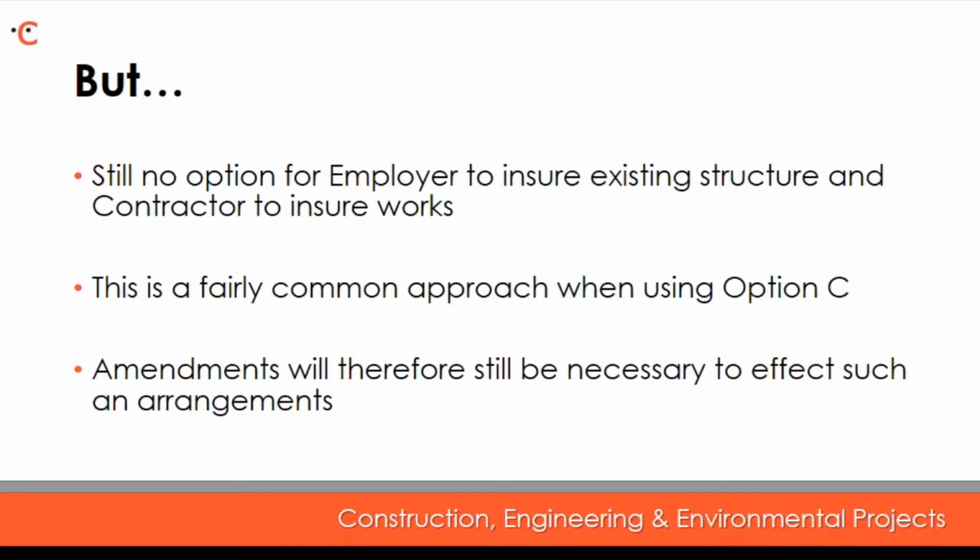Despite the changes that I've listed, one that we might have expected to see but haven't is that there's still no option for the employer to insure the existing structure and the contractor to insure the works, which is in fact a fairly common approach when using option C, and I'm sure one that many of you have come across previously. In that regard, it's just going to be the same as before. Amendments will be required in some form of schedule to make sure that you achieve your necessary effect.